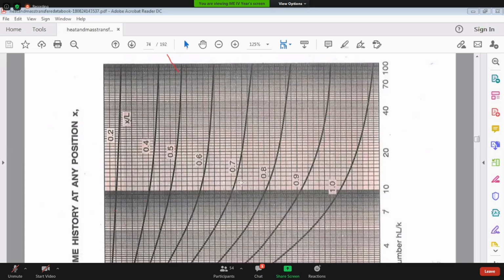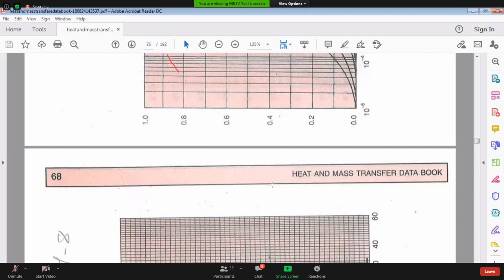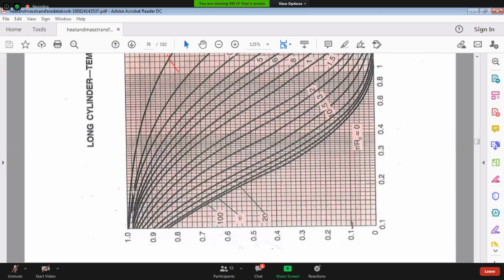Next, you forget about the third chart, the heat flow chart. You don't need to bother about it. Heat flow, leave it. Next, long cylinder.